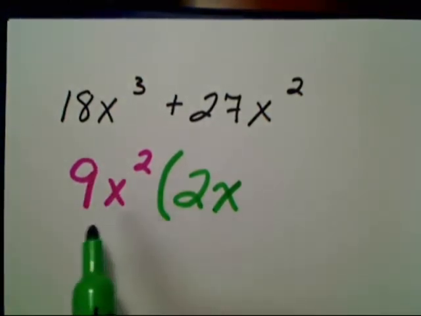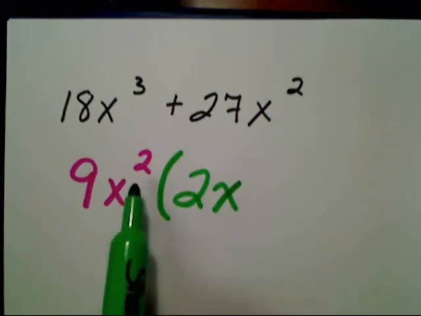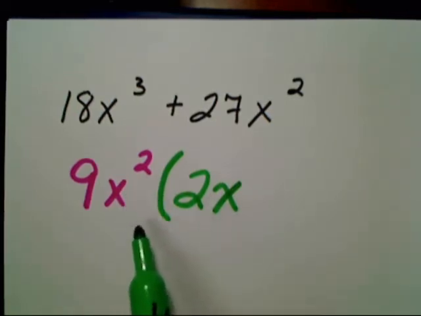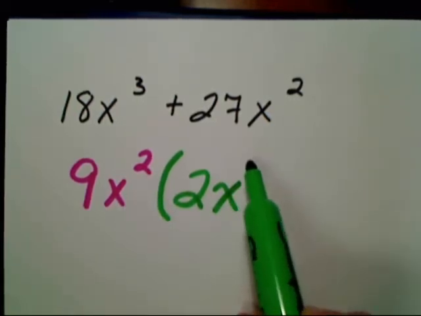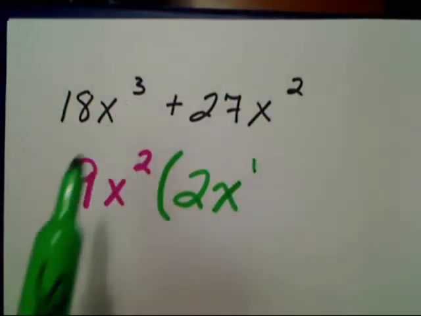So the first term, instead of being an 18x cubed, becomes 2x. Multiply it back in to make sure. 9 times 2 is 18, x squared times x. Multiplying like bases, we add the exponents. There's always a 1 up here. 2 plus 1 is our 3.